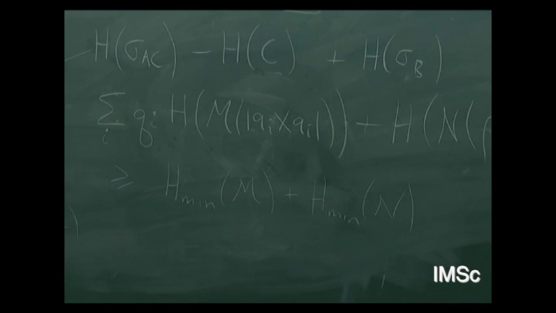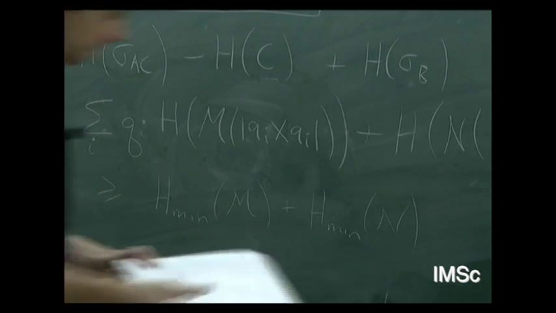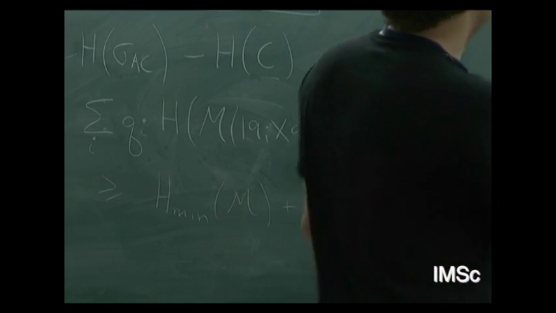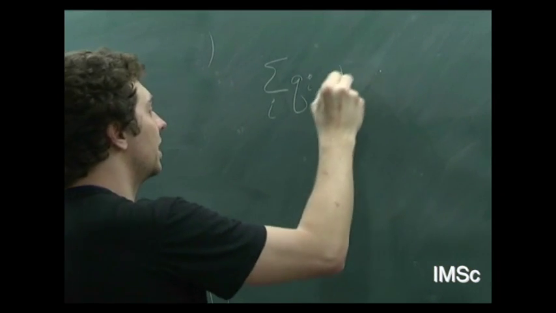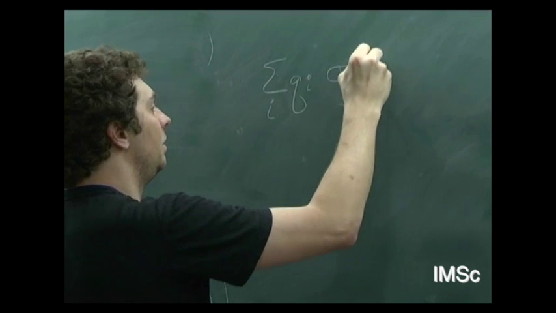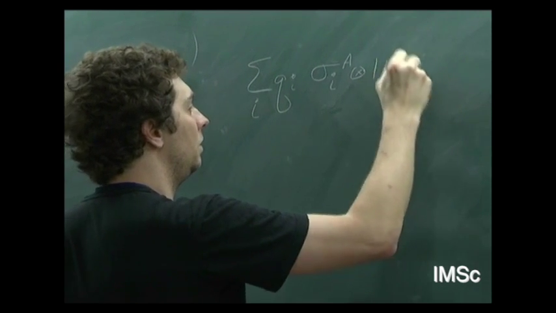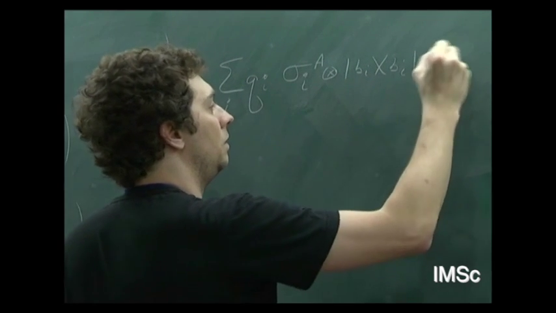Okay, we repeat once more why the entropy of ABC is the same as the entropy of sigma AC. So the state that we have is something like this.